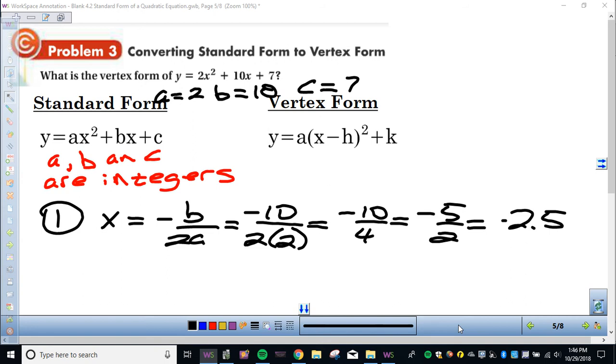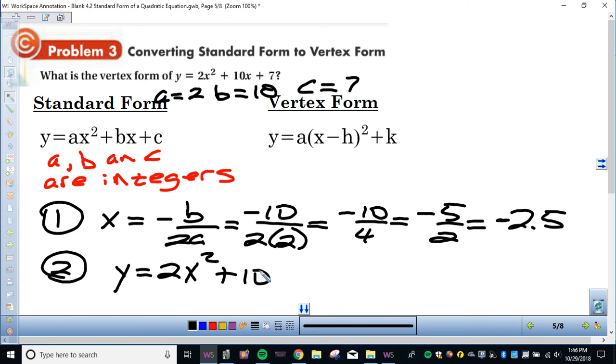So we're trying to get from standard to vertex form, so obviously we need a vertex. To get the x value of the vertex, you do negative b over 2a. To get the y value of the vertex, you plug that into the original equation. So y equals 2x squared, I'm just going to write the original equation again, plus 10x plus 7.